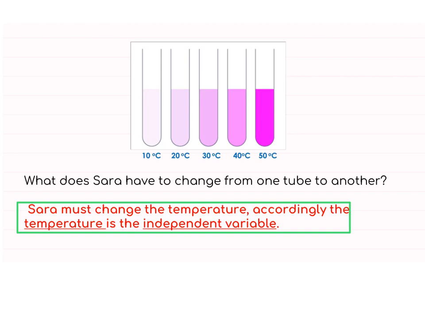So Sarah was changing the temperature between the given test tubes. So what do we name the factor that is changed by the scientist, or by the person who's doing the experiment? If you remember, we do call it the independent variable. So in this case, the independent variable is the temperature, since Sarah is changing the temperature. Accordingly, the temperature is the independent variable.